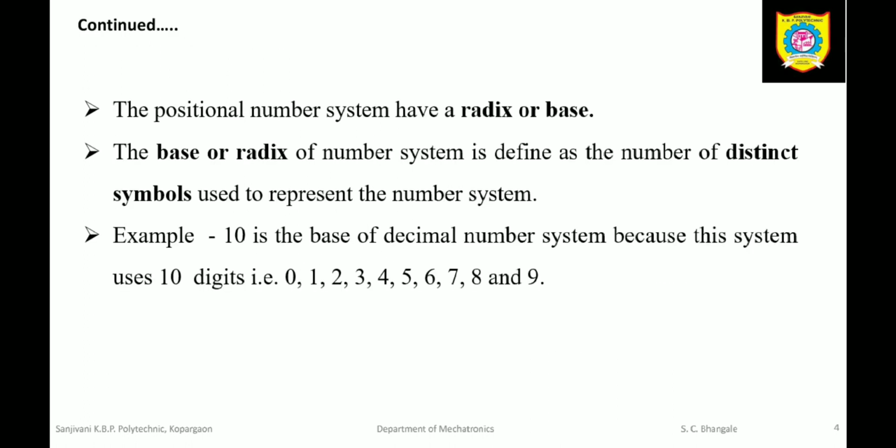The positional number system has a radix or base. In the previous table, we saw a star, which is called the radix point or decimal point. The base or radix of a number system is defined as the number of distinct symbols used to represent the number system. For example, 10 is the base of the decimal number system because this system uses 10 digits. Which are these 10 digits? 0, 1, 2, 3, 4, 5, 6, 7, 8 and 9. If we count these digits, they total 10.